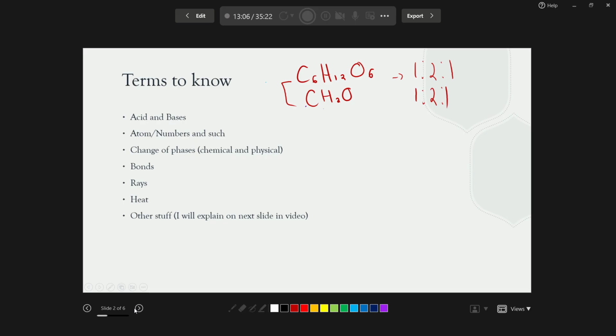Compounds are usually made up of the same elements, especially your more natural ones or your organic compounds, but their ratios will be different. Therefore, what they do is going to be different.